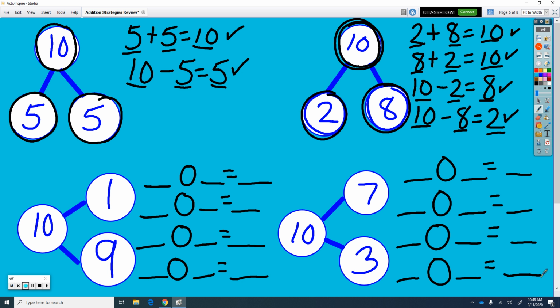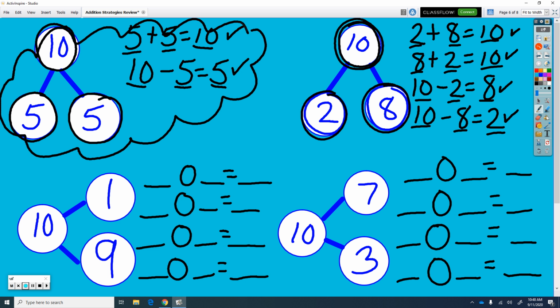The only reason that this one didn't have 4 was because the 5 and the 5 were the same, and it didn't matter if we moved them around because they're both 5. That's the only reason this one only has 2. But all the rest of them should have 4. See if you can figure out what the number bonds are, what the related facts would be that go with each number bond. So just go ahead and pause the video now and restart it when you're ready.